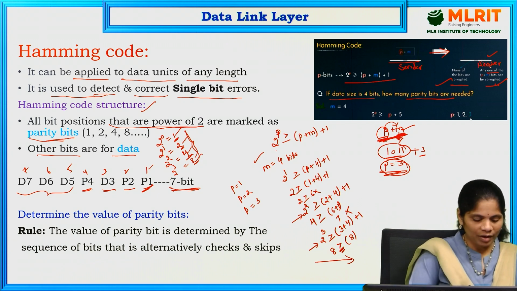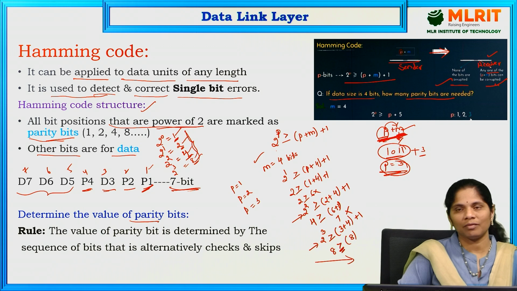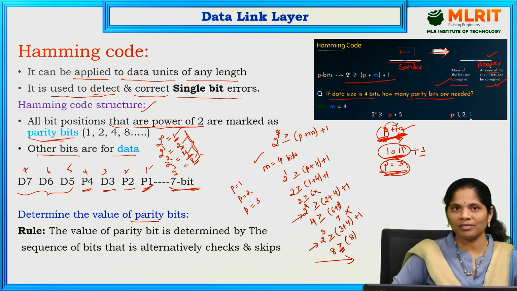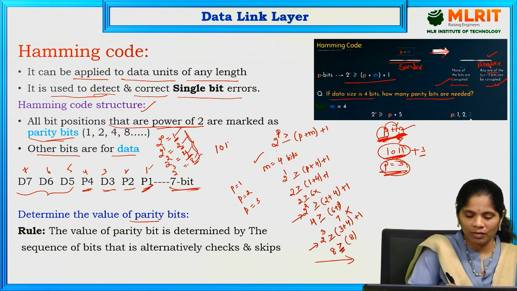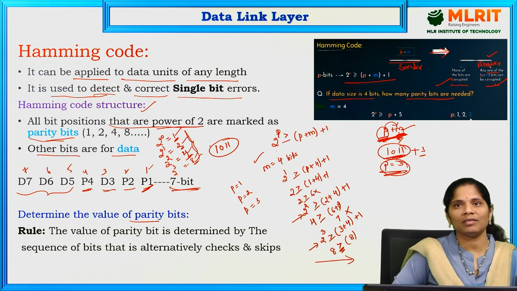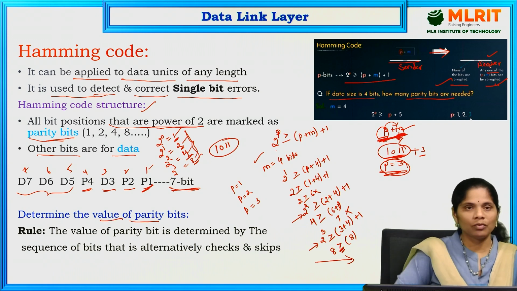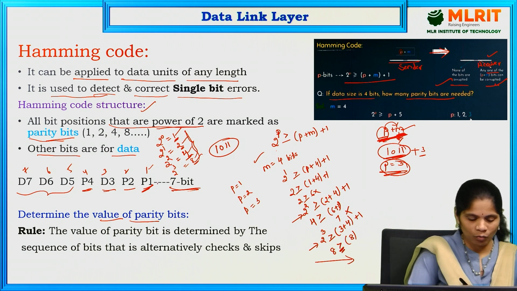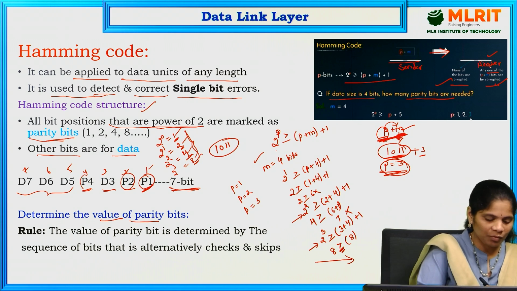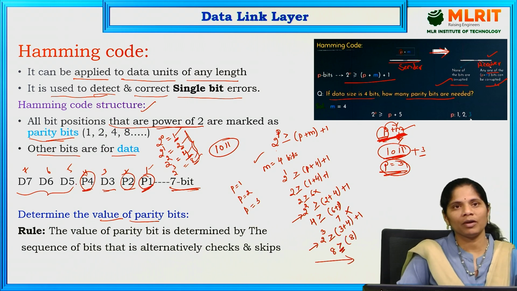So how do we determine the value of the parity bits? We know the original message we have to send: 111011. This we know, but what is the value of the parity bits? Here only P1 is there, P2 is there, P4 is there. What is the value of P1, P2, P4?